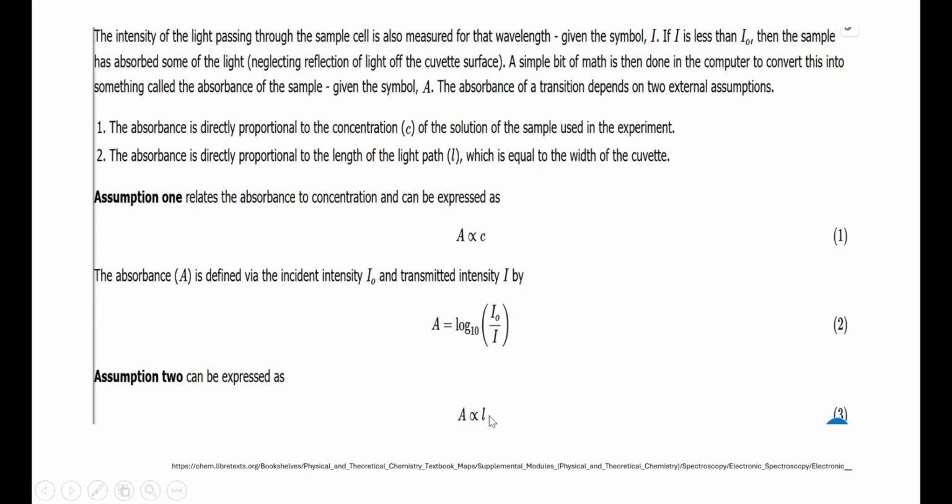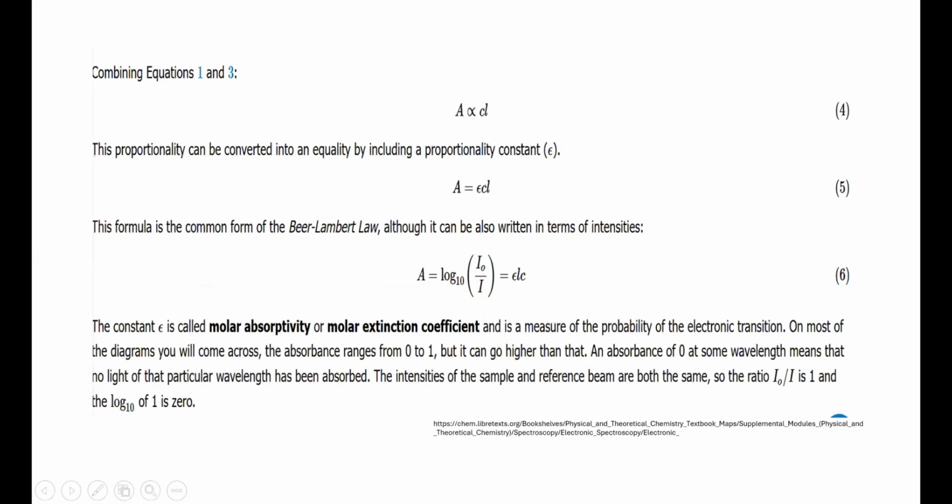In some equations, you will find some other letter in place of L. Many a time it is b. So it is b for path length and c for concentration. That is how it goes. So don't get confused with the different letter if it is used.